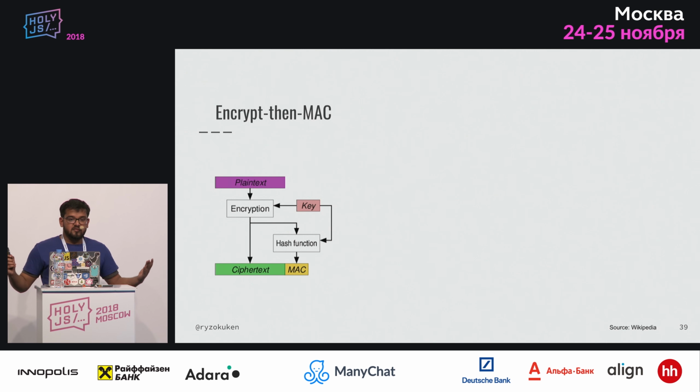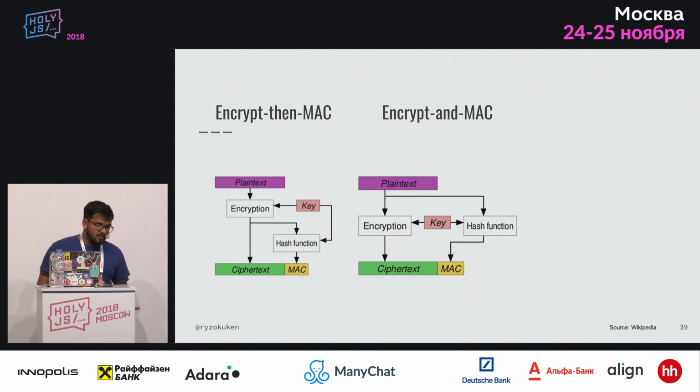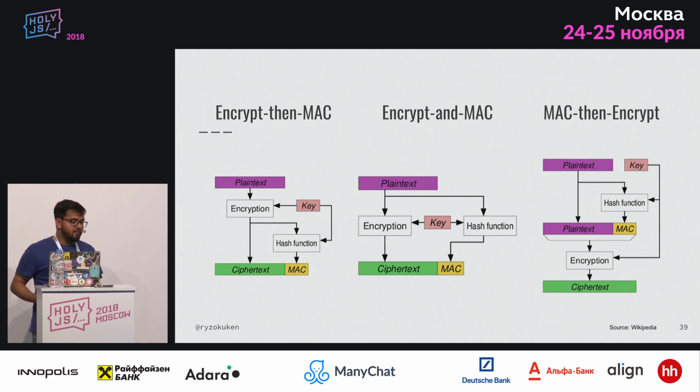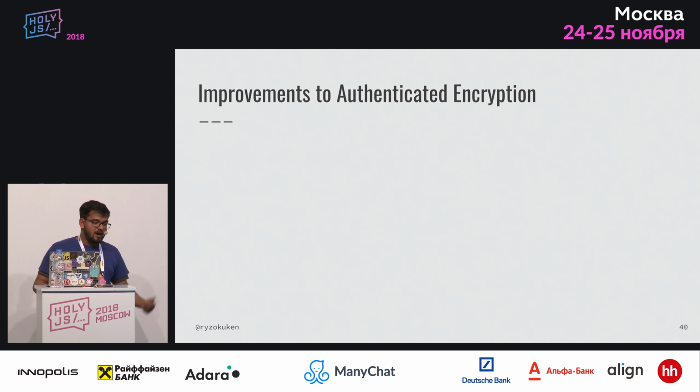So how do you even do AAD? So there's three ways you could approach this problem. You could either encrypt and then MAC. So you could encrypt something, then call the hash function on the encrypted text. Just use that as the message authentication code and append that to the ciphertext. You could encrypt and MAC, like simultaneously, with no relation to each other, or then you could MAC first and then encrypt. You could do either of these.